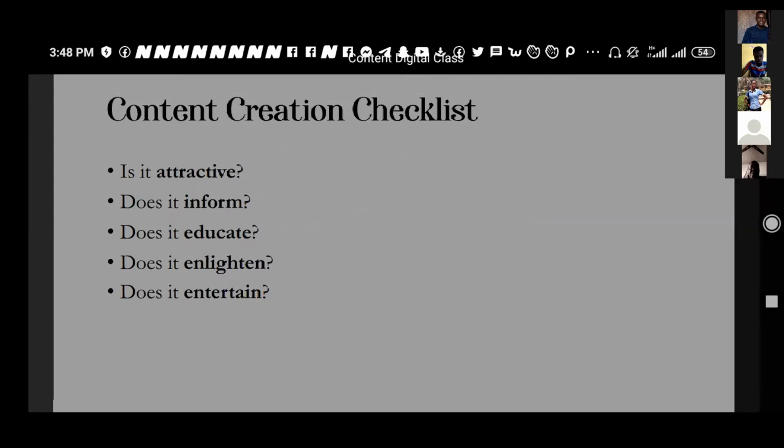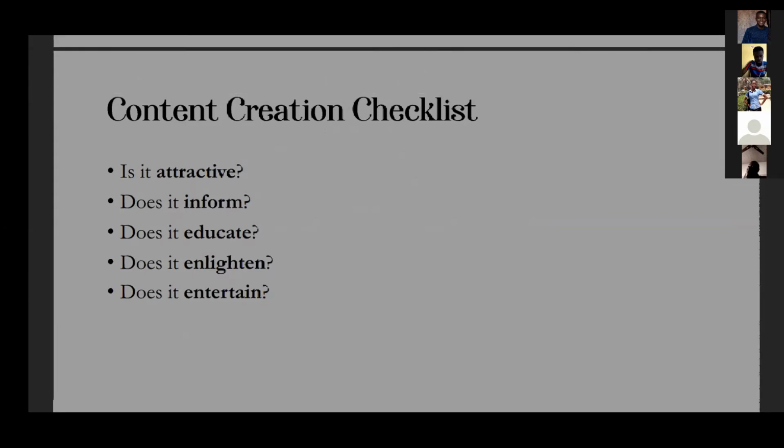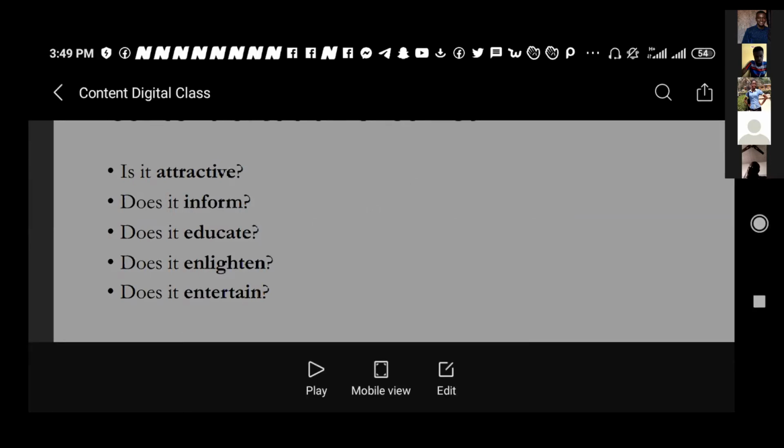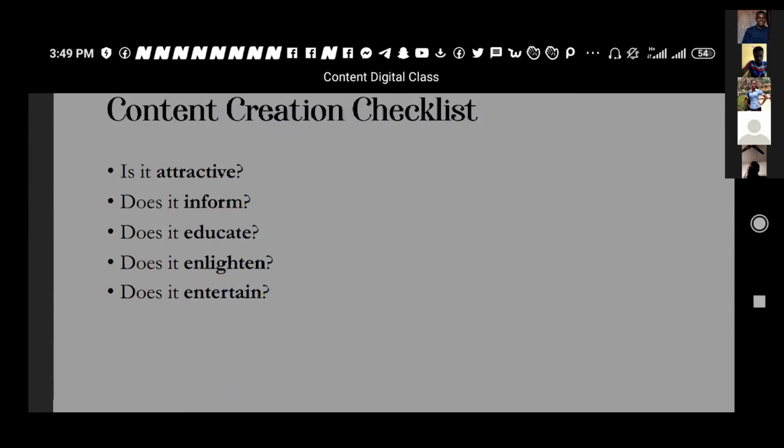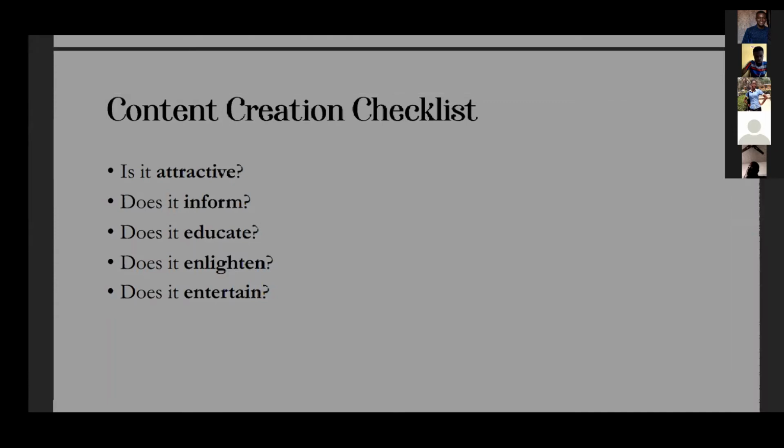Now here we are trying to prepare our content, but then we need to make a checklist of what we stand to achieve from our content. Number one, now I have a content. Is this content I want to work on attractive? You ask yourself that. Number two, does it inform? Three, does it educate? Four, does it enlighten? Five, does it entertain?